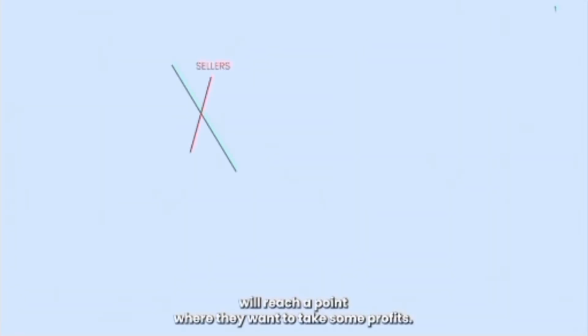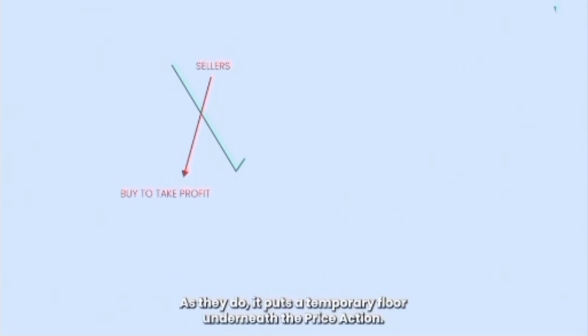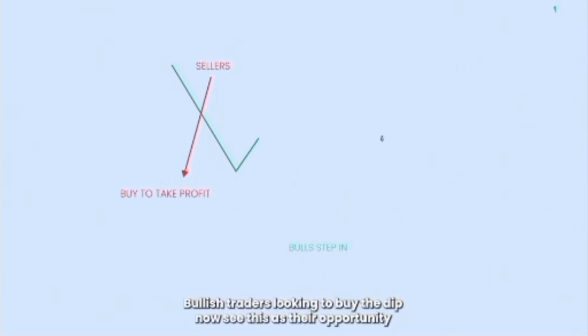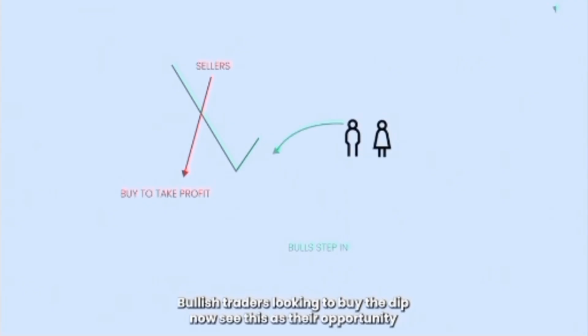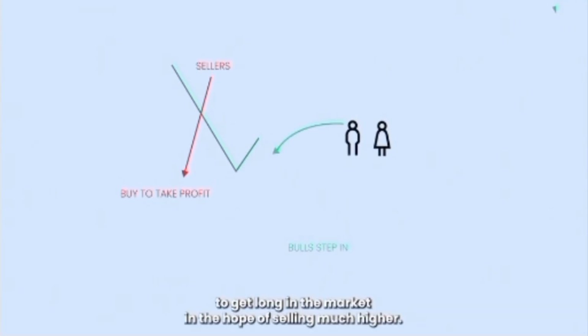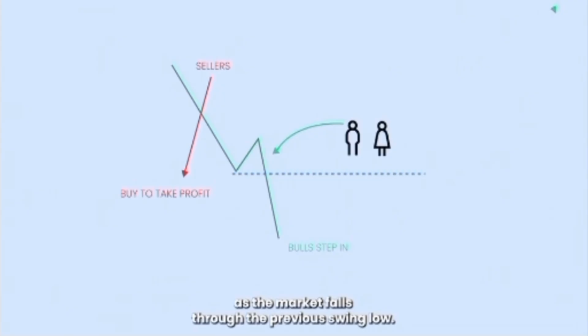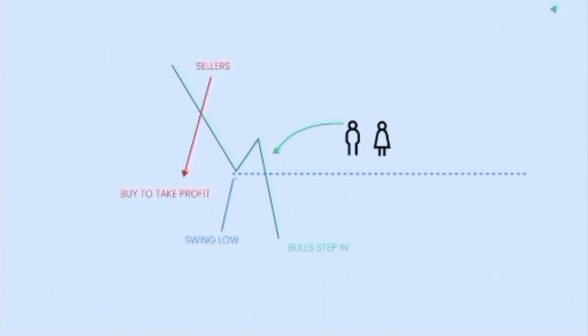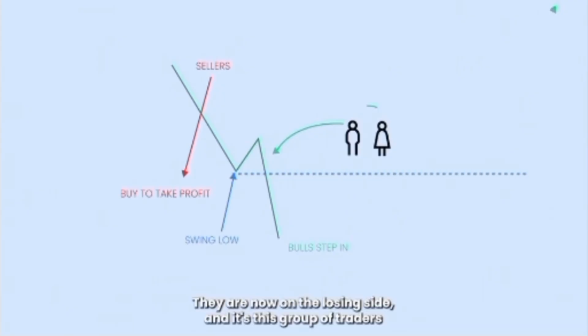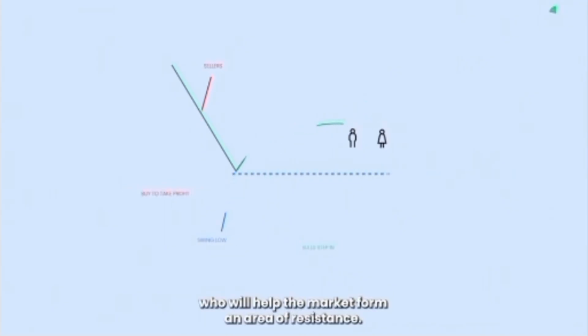As any market starts to fall, traders who short at the top will reach a point where they want to take some profits. As they do, it puts a temporary floor underneath the price action. Bullish traders looking to buy the dip now see this as their opportunity to get long in the market in the hope of selling much higher. If the market fails to rally, these traders get trapped into losing long positions as the market falls through the previous swing low. They are now on the losing side, and it's this group of traders who will help the market form an area of resistance.